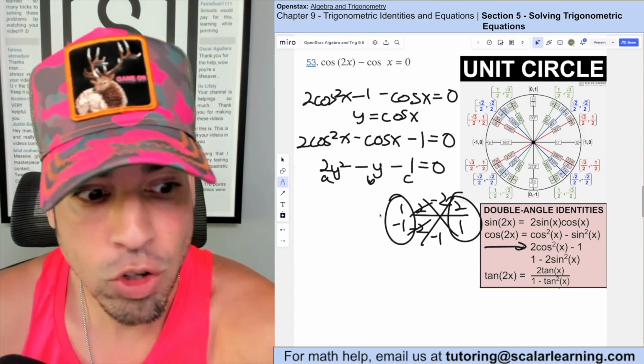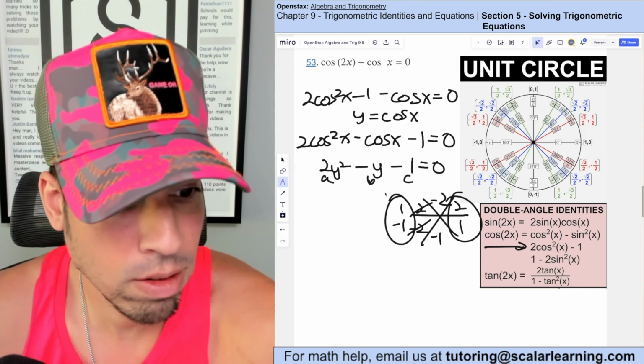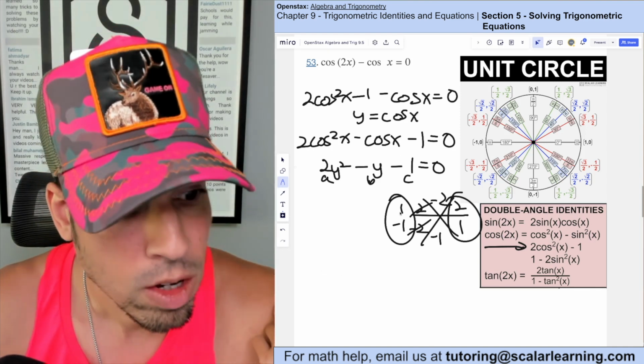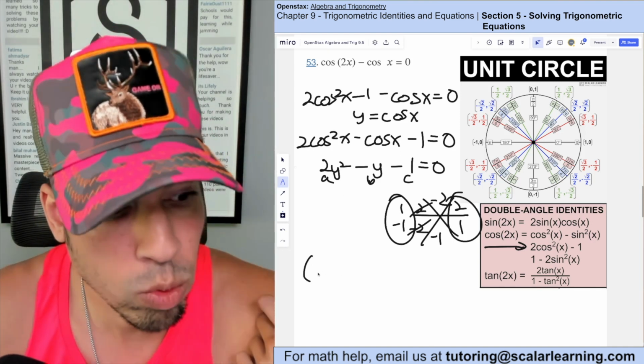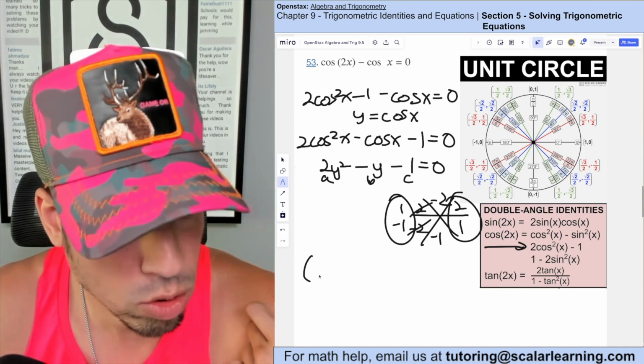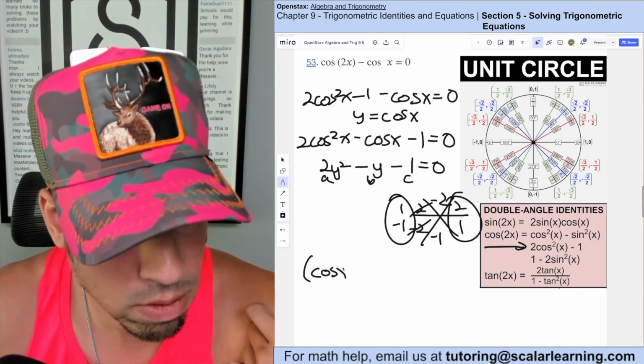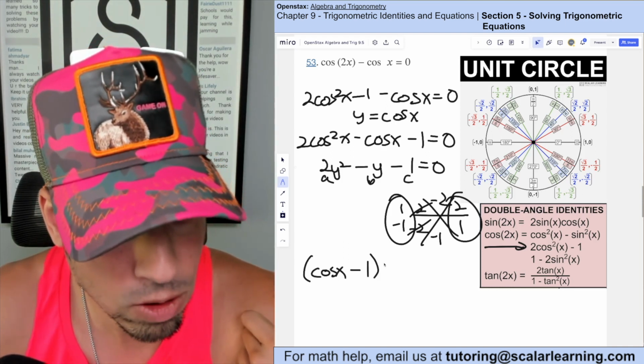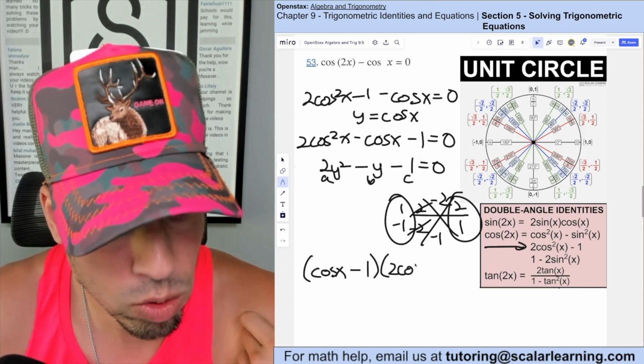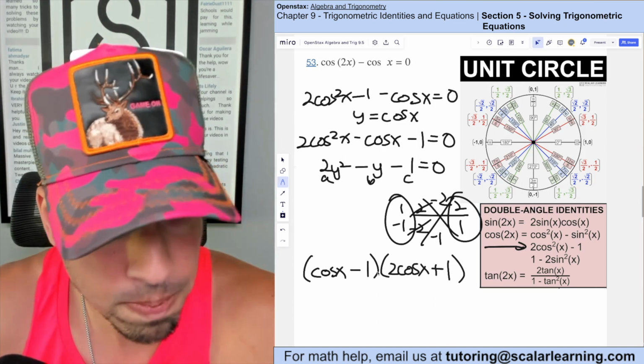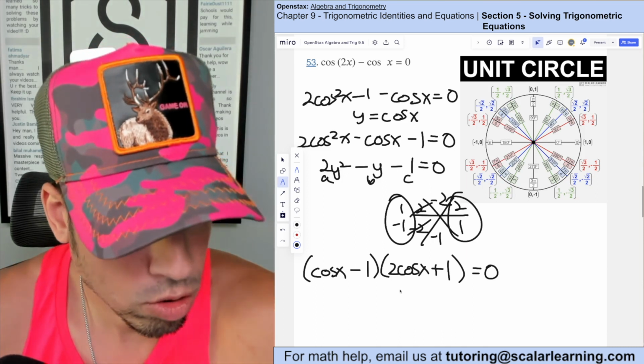Now, I'm going to straight go back to the cosine of x. I'm going to factor it as such, right? So the 1 goes with the variable. It would be 1y, but like I said, I'm plugging cosine back in. So 1 cosine of x minus 1, that's the bottom value. And then this one is 2 cosine of x plus 1. And all of this is set equal to 0. Sorry, I just made some room.